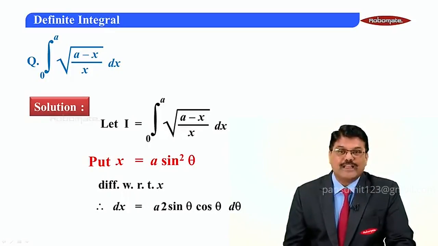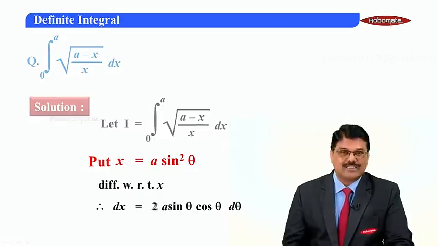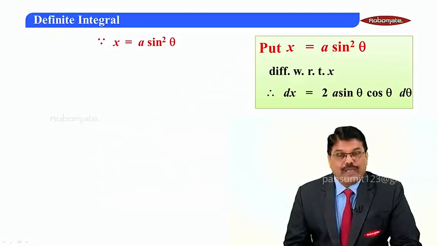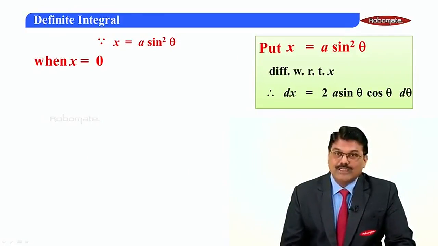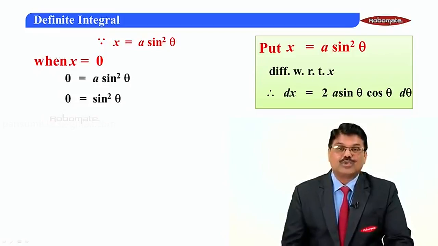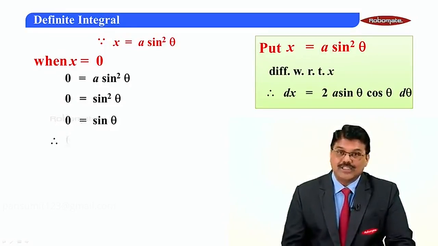This a into 2, we can write it as 2a. Right? 2a sin theta cos theta. Now, since x is equal to a sin square theta, we will change the lower limit and upper limit. That is, lower limit is what? 0. Substitute x is equal to 0. It will become 0 is equal to a sin square theta. So, sin square theta is equal to 0. That means sin theta is 0.